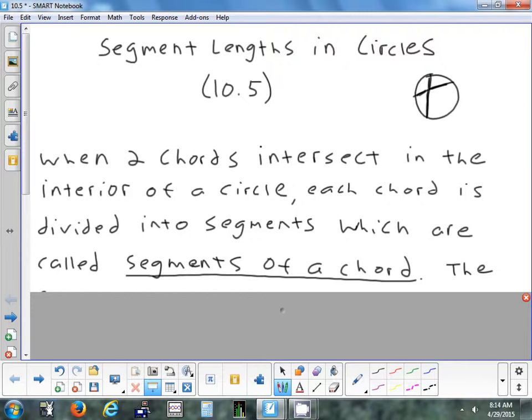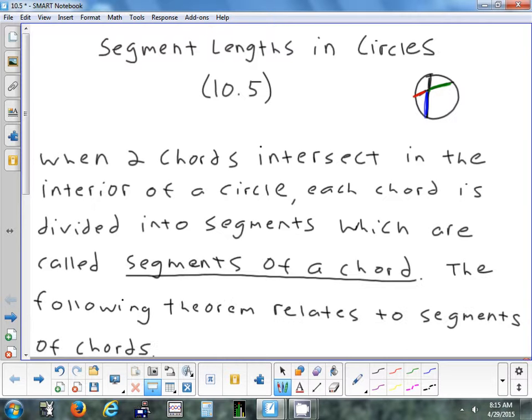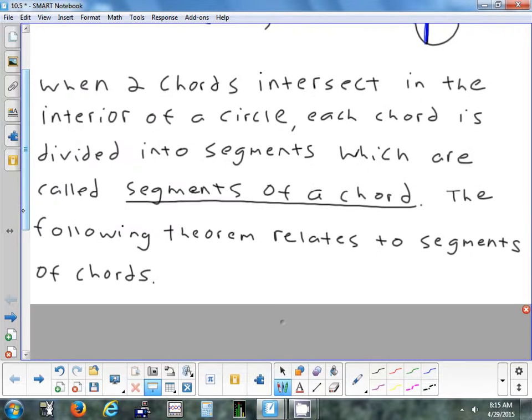When you draw two chords, the chords cut each other, not necessarily in half, but they do break the chords into what we call segments. If I do it in different colors, these are segments of a chord. So blue, red, green, and black. Those are the 4 segments made when the chords intersect. So we're going to look at a theorem that has to do with segments of a chord.